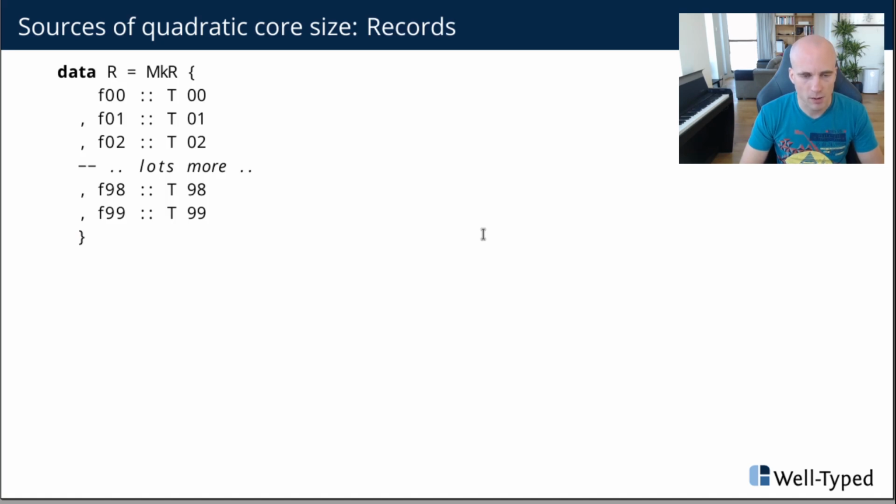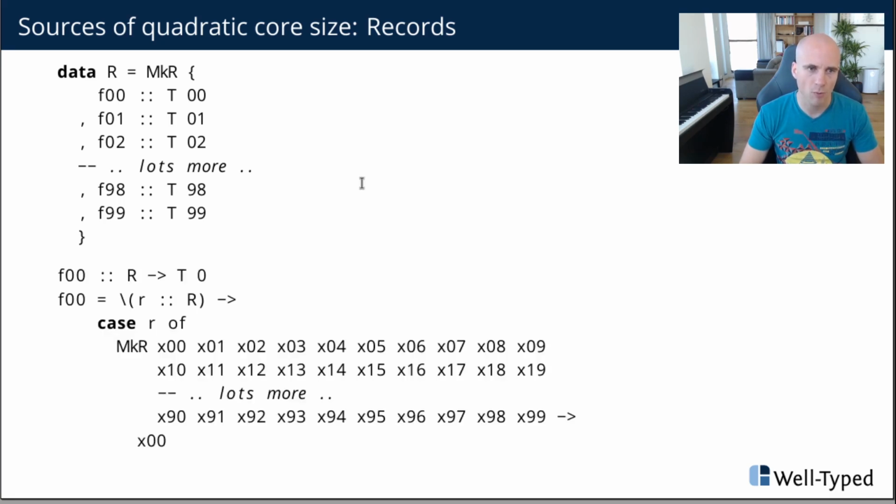So first of all, records. The moment that you define a record in GHC, you get quadratic code size right off the bat. Why? Well, GHC generates field accessors. Each of those field accessors has a pattern match on the record and extracts exactly one of the fields of the record. Since every field accessor needs to match and mention all the variables in the record, each field accessor is itself linear in the size of the record. Since we have one of these for every field in the record, that gives us quadratic code size immediately.